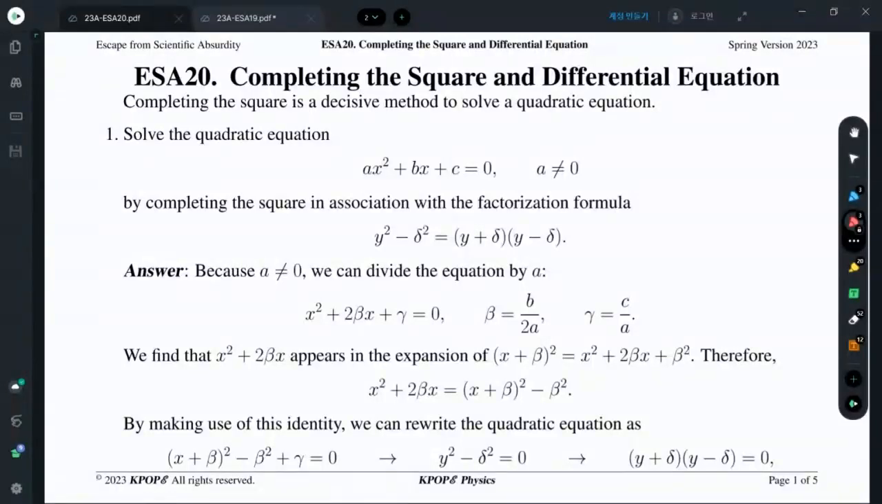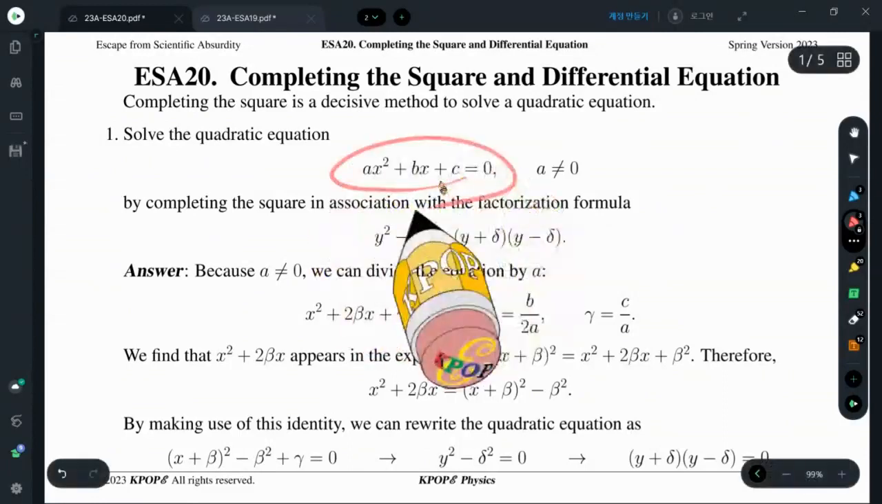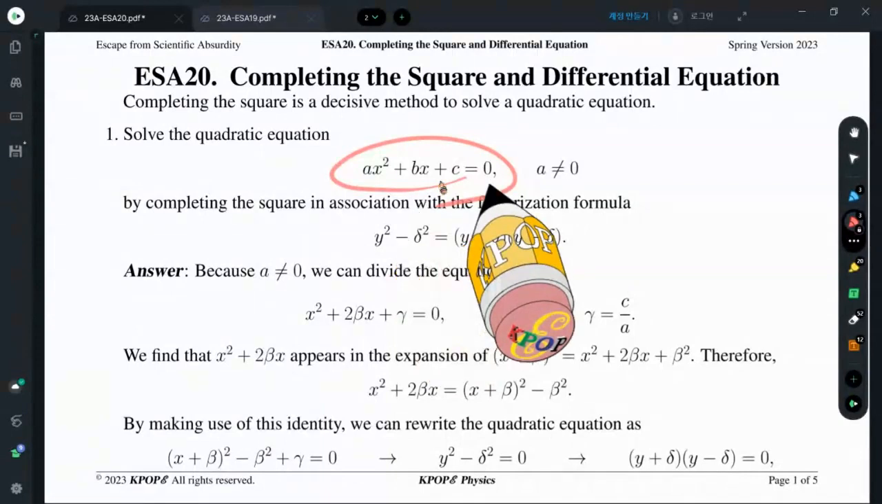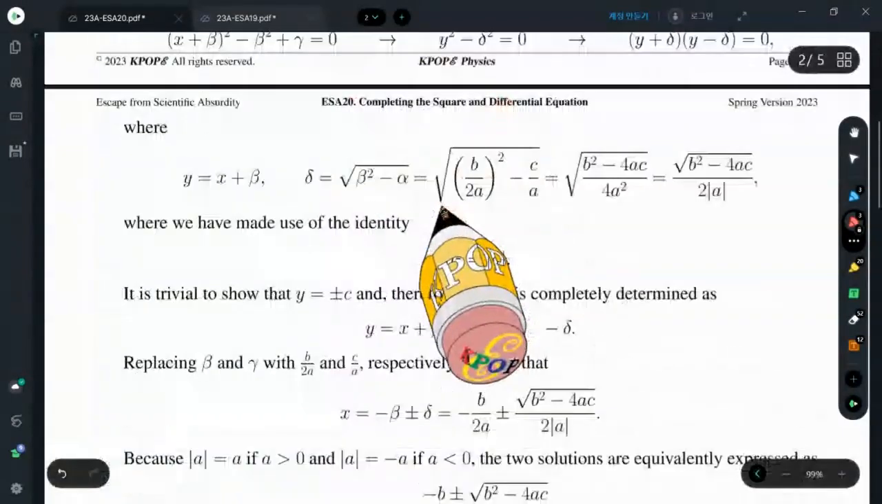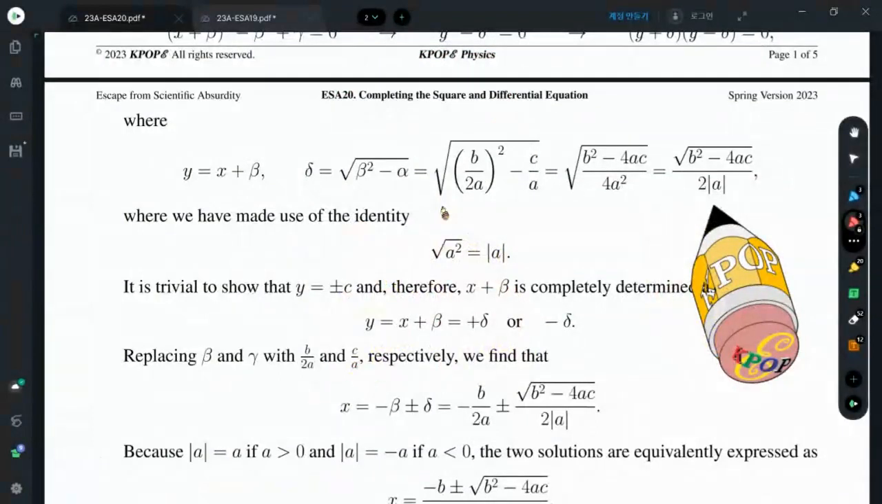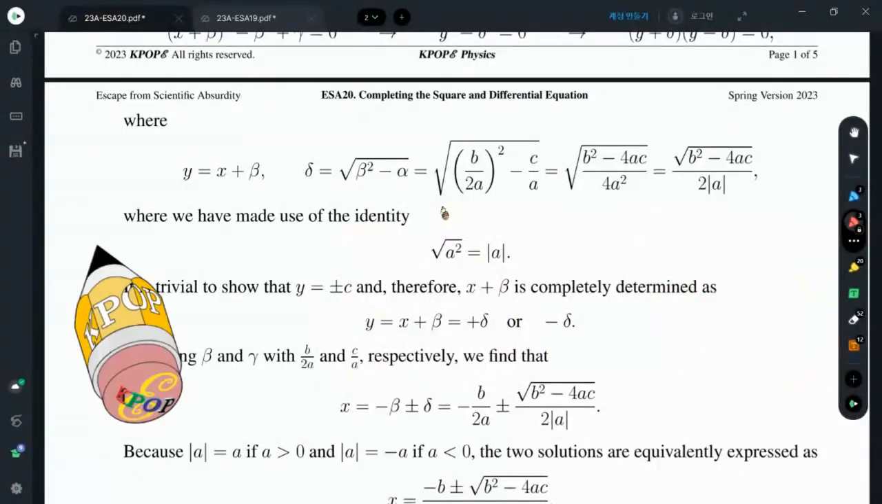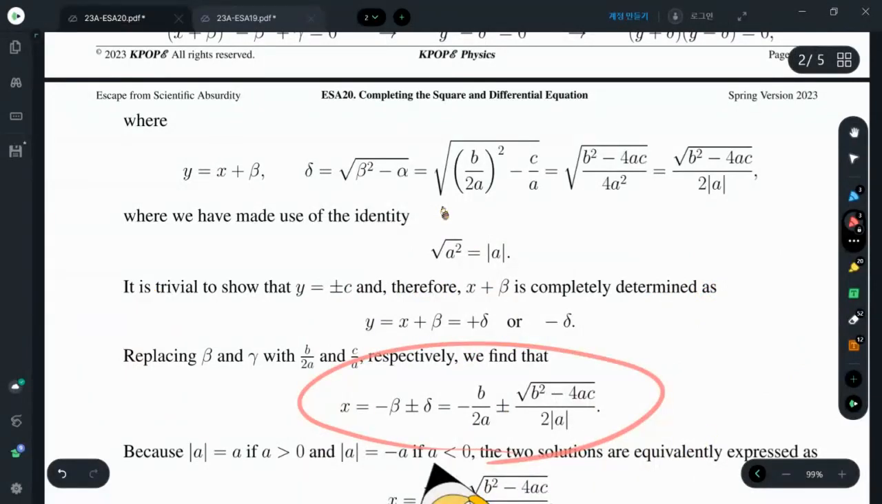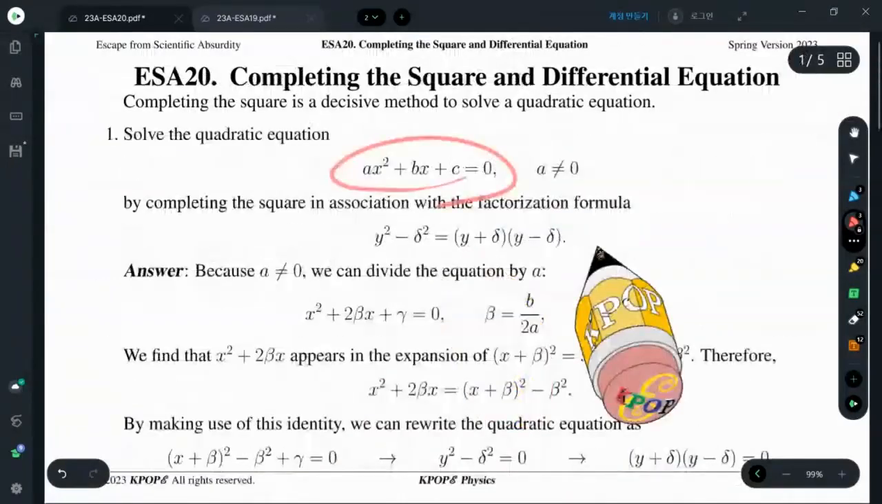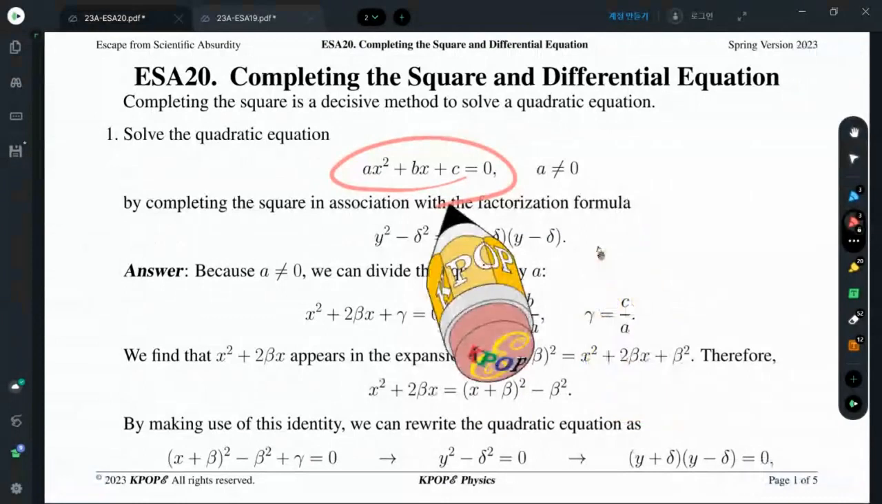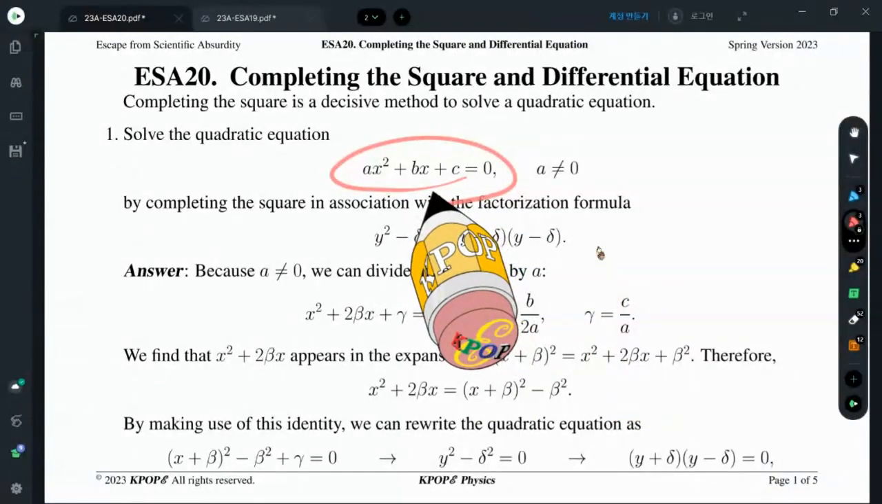Completing the square and differential equation. Everybody knows how to complete the square. Our first question in middle school is to simplify this to obtain the final result. Everybody knows that the solution is this. I don't have to explain in detail about the derivation, but the most important part I'd like to tell you is that it is very closely related to the simplification of the second order differential equation.